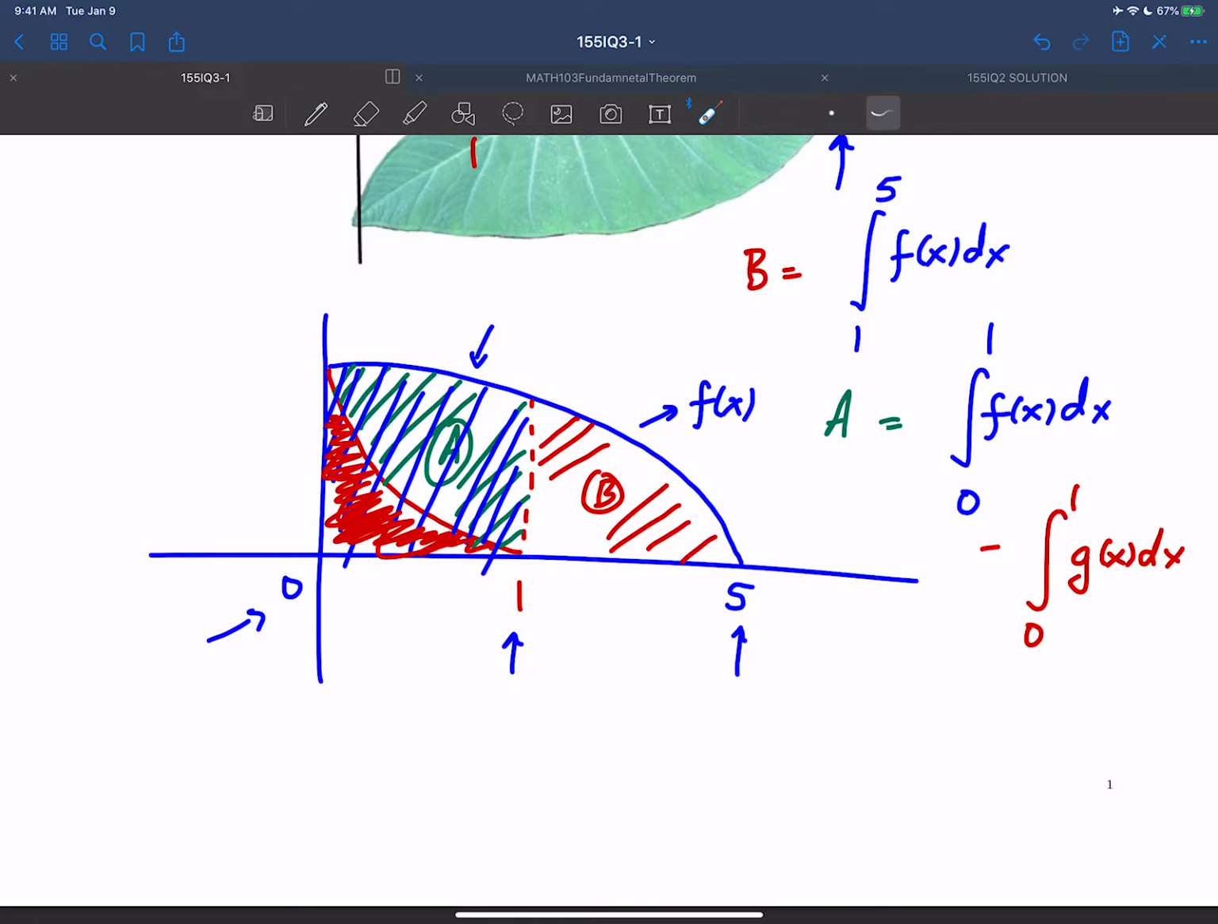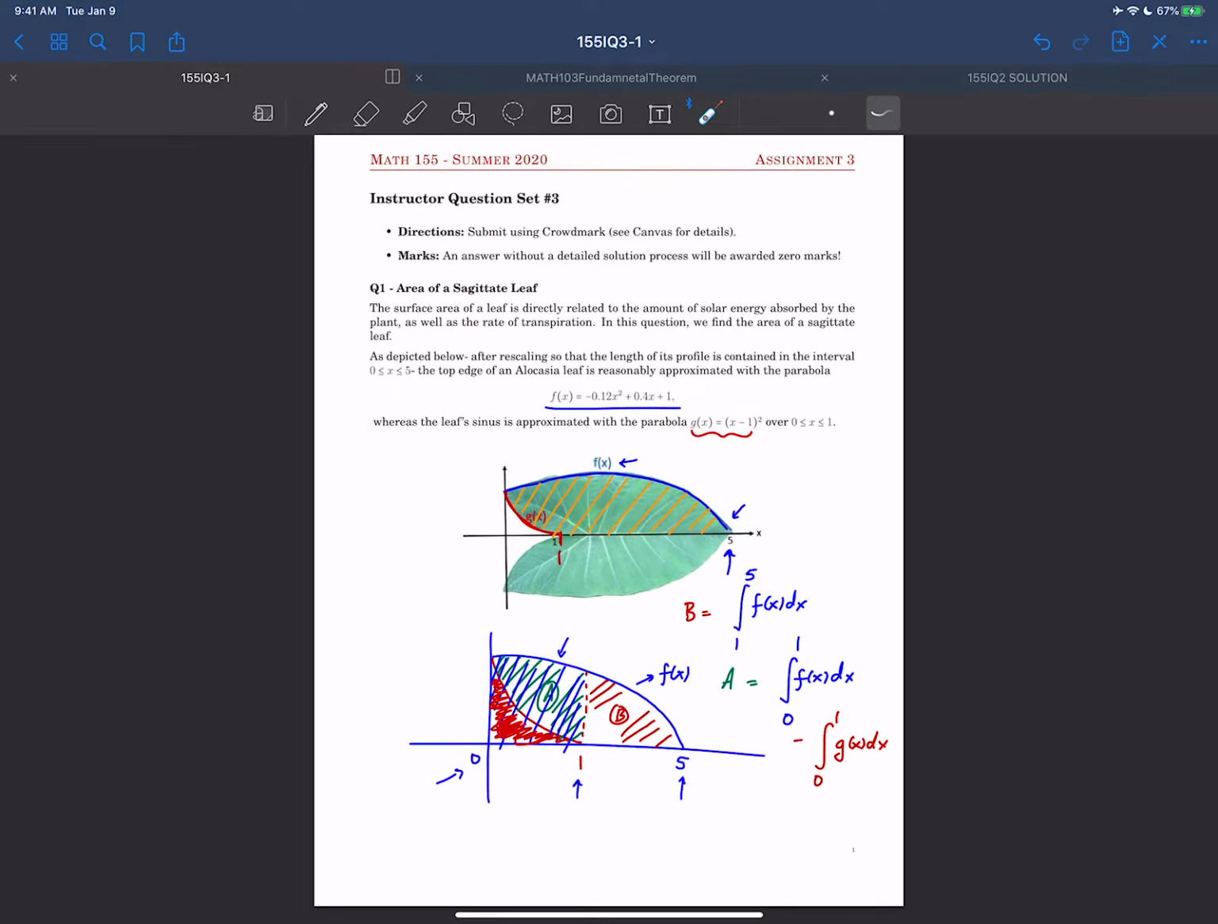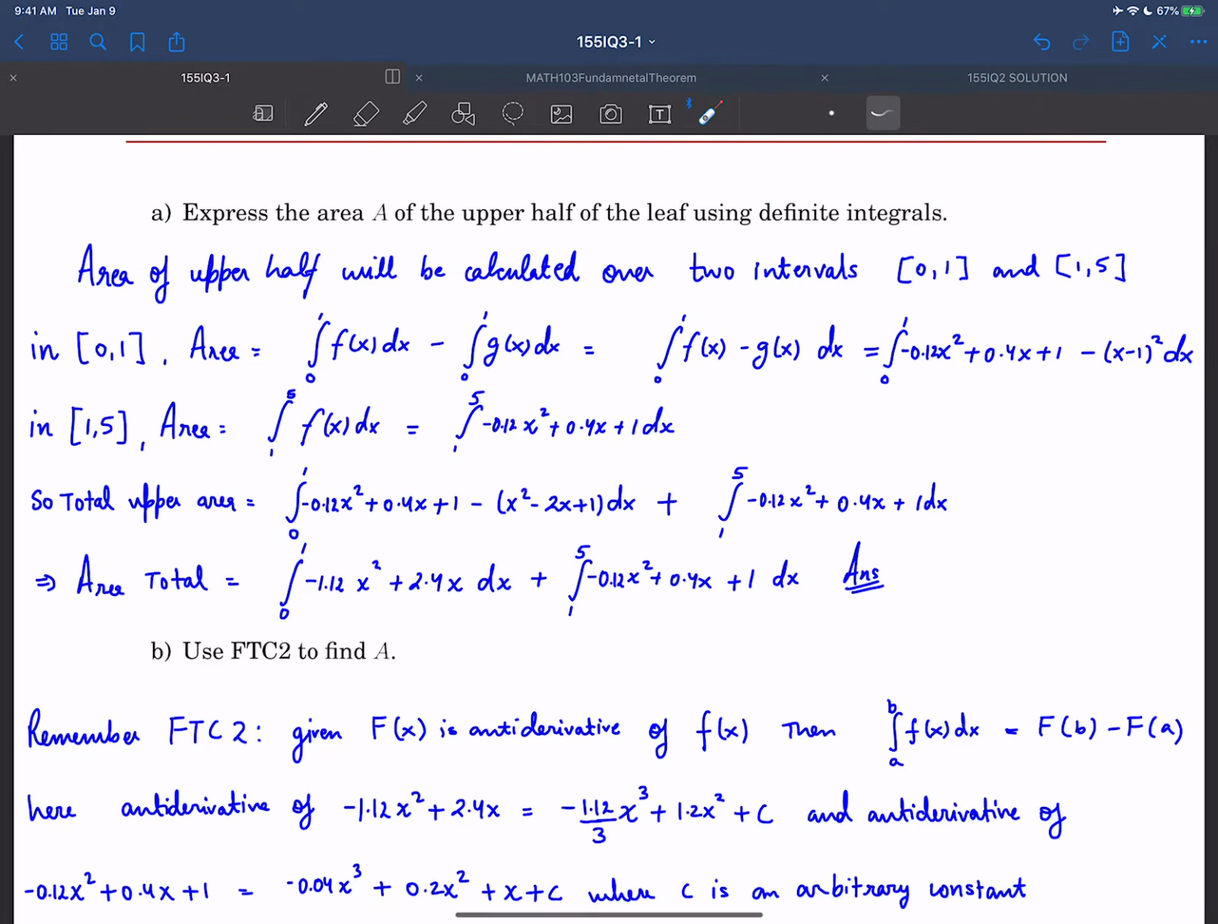As long as you get the same answer, there shouldn't be a big trouble there. So let's look at the workings now. What you want to do here is to see the upper half will be calculated over two intervals. I made it from 0 to 1 and then 1 to 5.